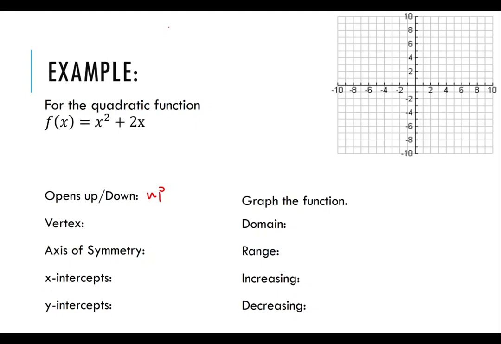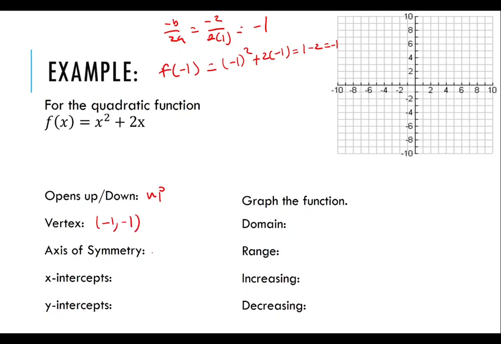Then we can find the vertex by taking -b over 2a, which is -2 over 2 times 1. That is -1. Then we can plug that back into the function. f of -1 is going to give us -1 squared plus 2 times -1, which is 1 minus 2, or -1. And so our vertex is now, we know, -1, -1.